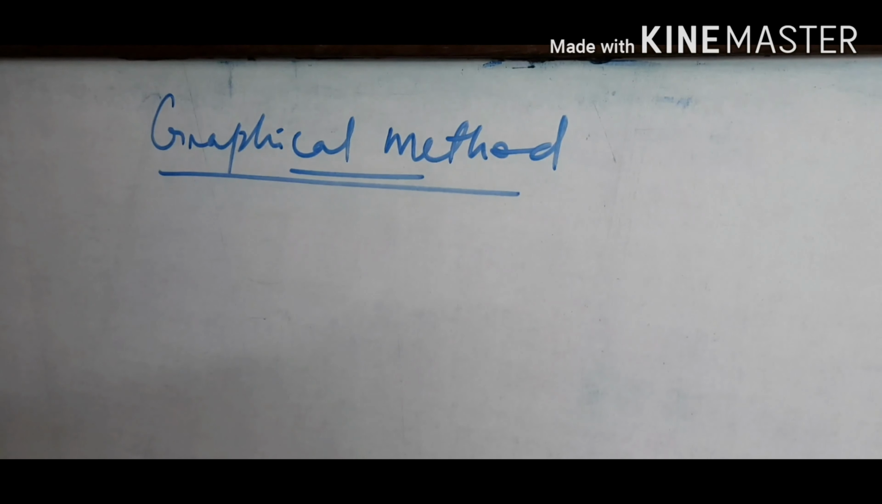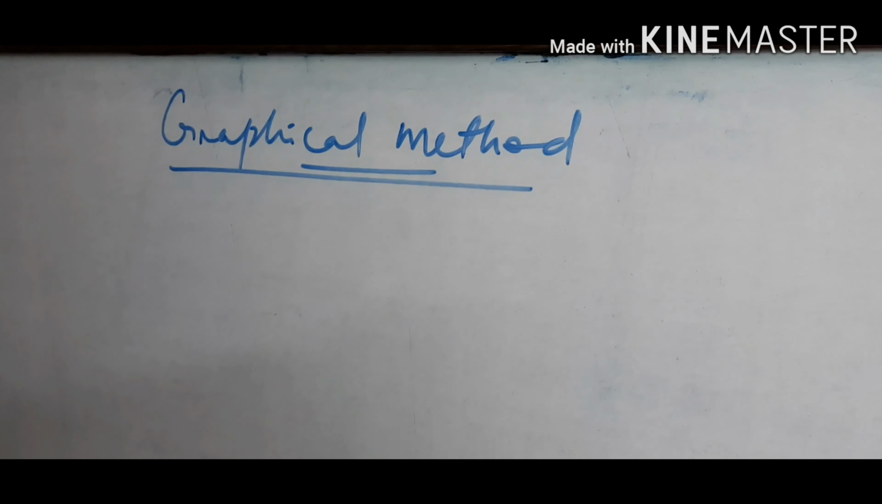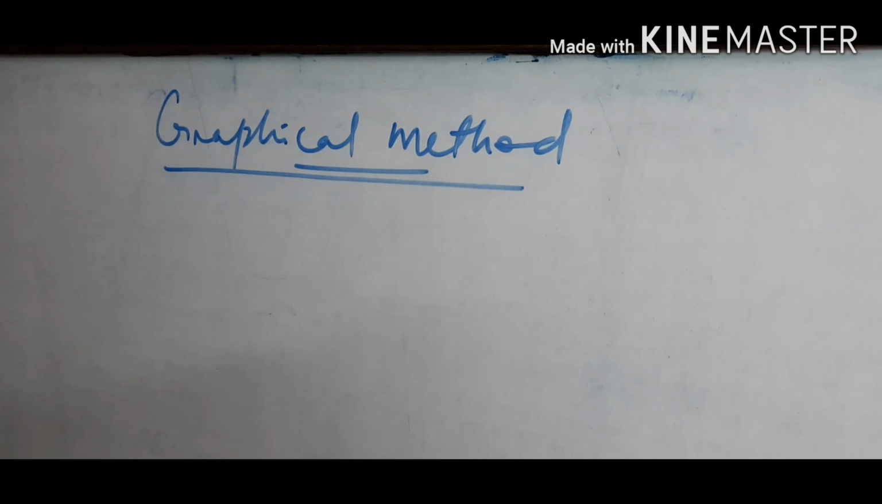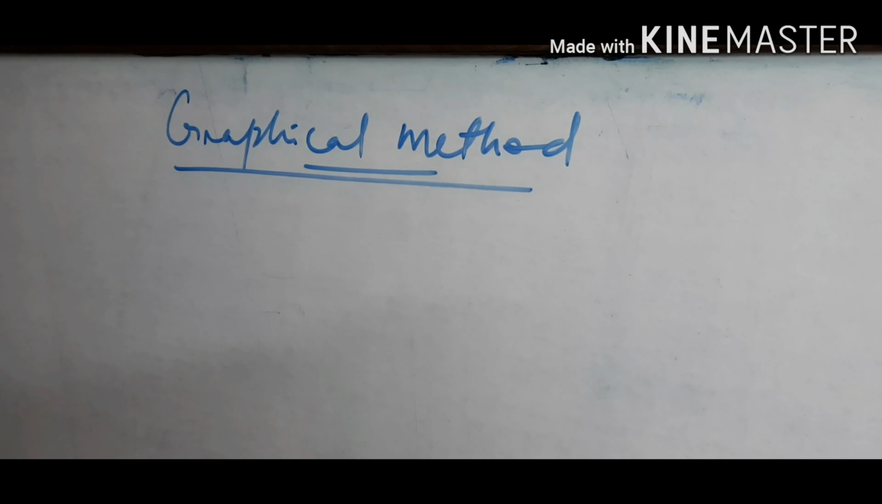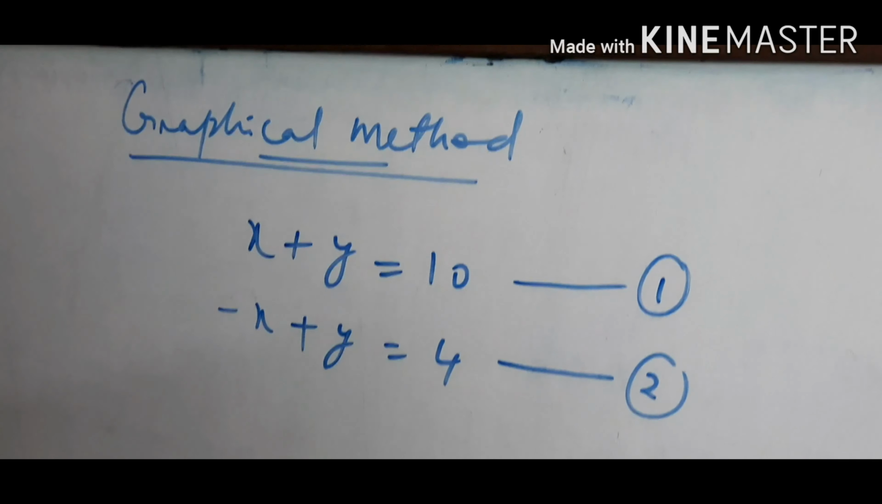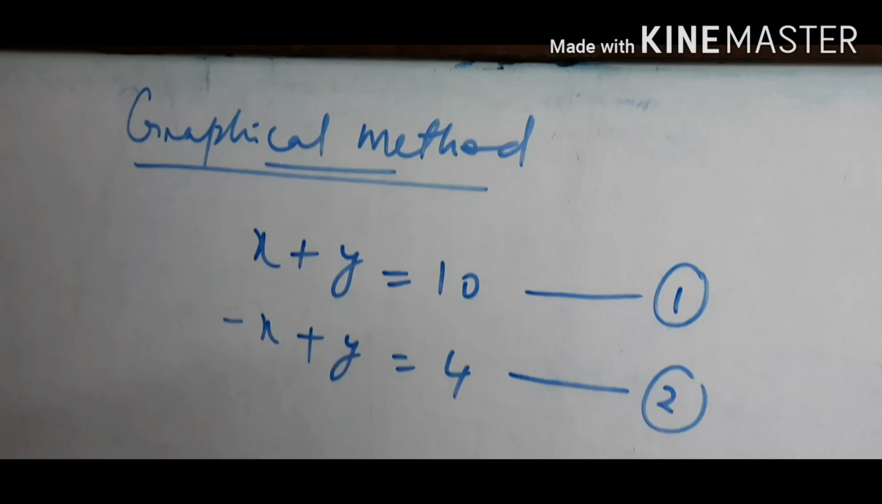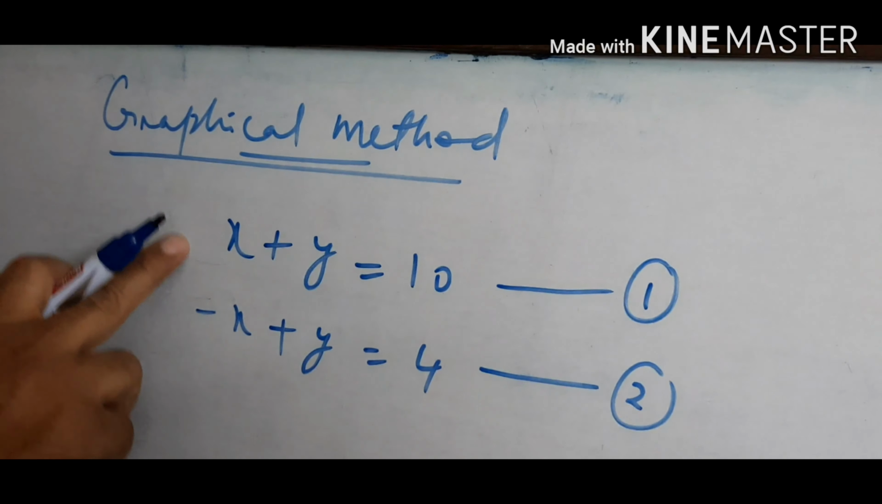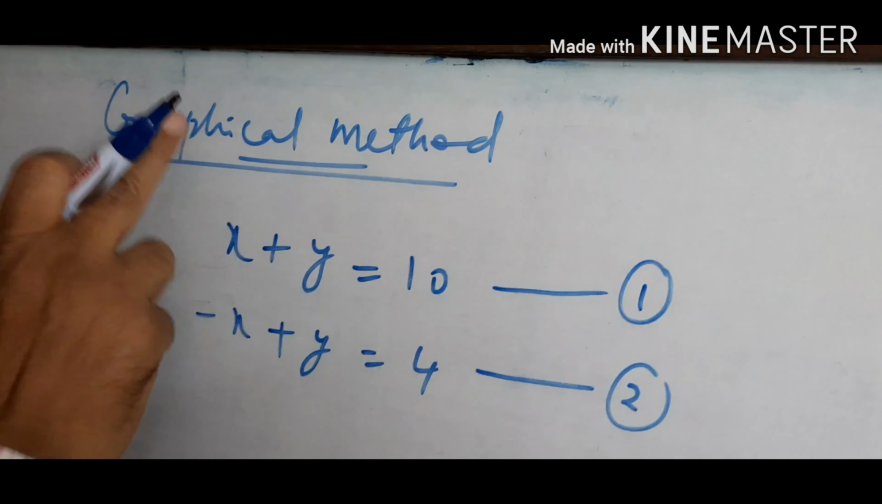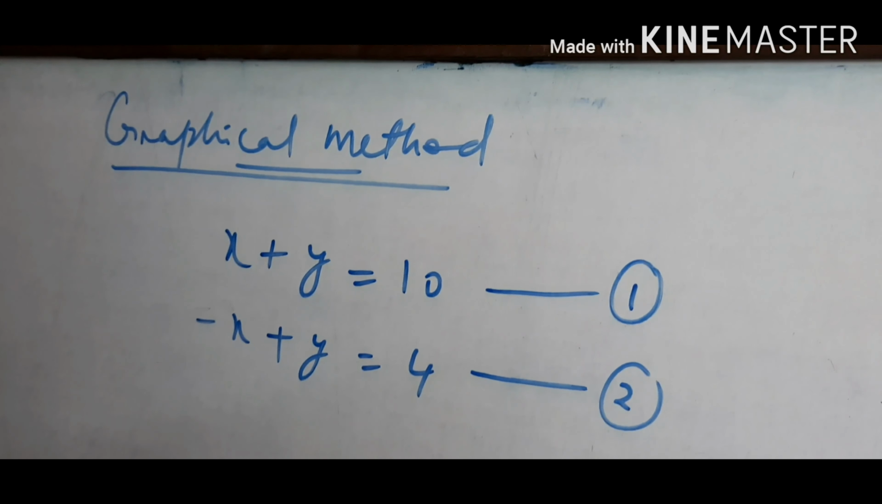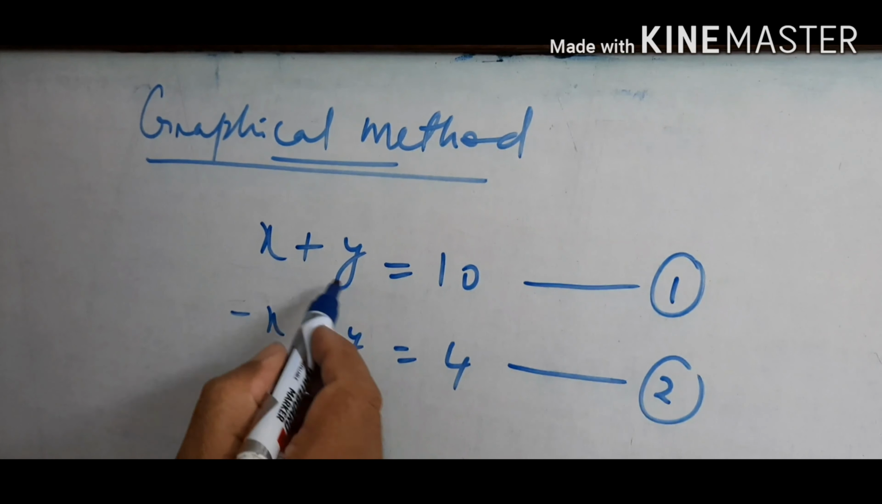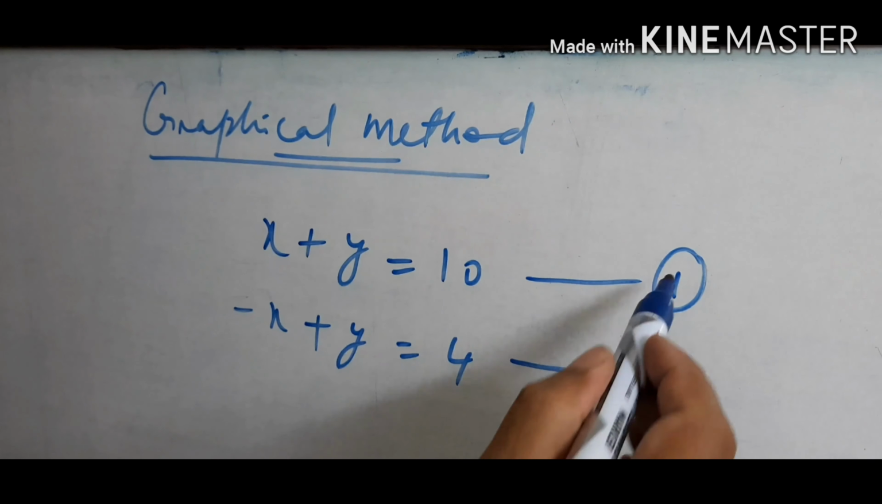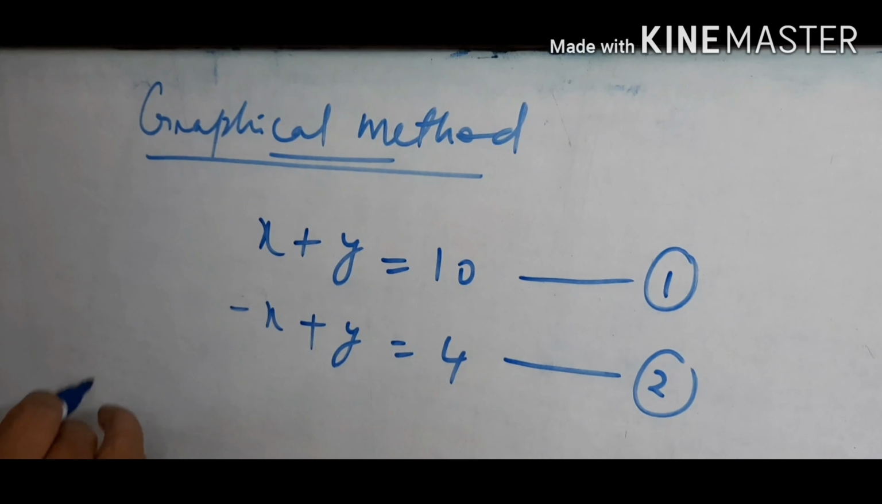Where do those lines intersect each other? The point of intersection will give the solution of those two linear equations. Let's take a question which asks to solve these two equations graphically. For that, we take both equations by name, equation 1 and equation 2.